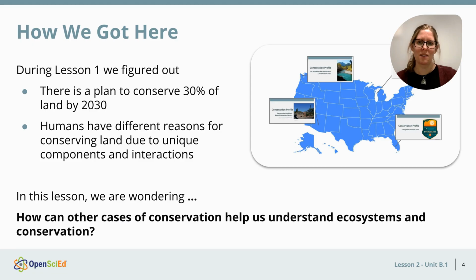How we got here. In lesson 1, the students are introduced to the 30 by 30 plan, which is the plan to conserve 30% of the land by 2030 in the United States. And the students learn that humans have very different reasons for conserving land due to unique components and interactions. In this lesson, we're wondering, how can other cases of conservation help us understand ecosystems and what conservation is?